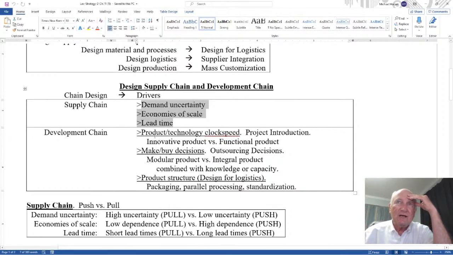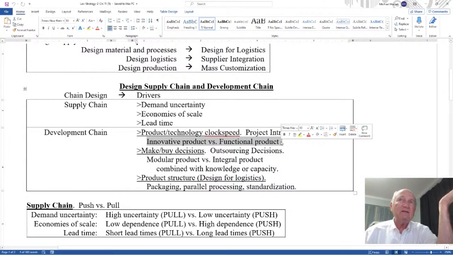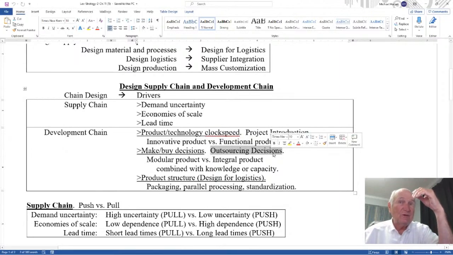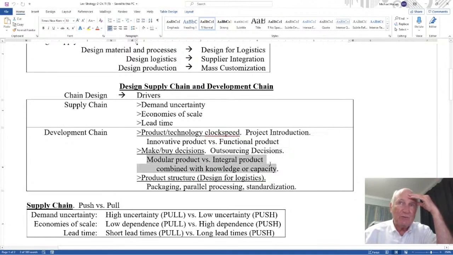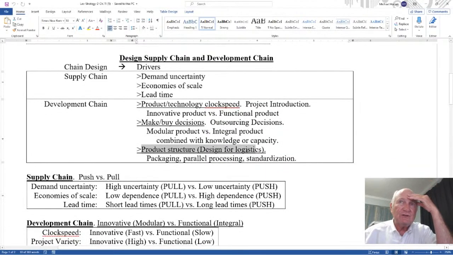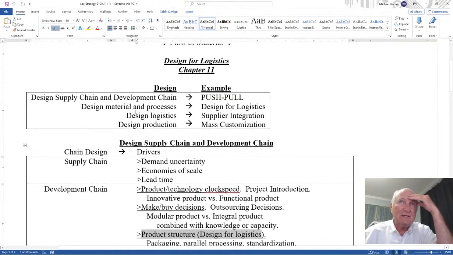Well, product technology clock speed, and that's your product introduction. And there's where you have your innovative products versus functional products. So if you're developing an innovative product or a functional product, that's going to determine the type of supply chain you're going to have. We've seen that before. Make-buy decisions, outsourcing decisions. We've seen that in relationships. And there's where you have modular products or integral products combined with knowledge and capacity. But then you have the product structure, and that is design for logistics, and that's up here.